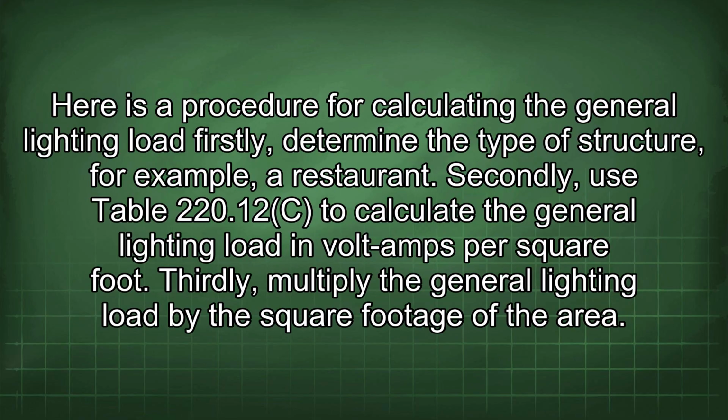Here is a procedure for calculating the general lighting load. Firstly, determine the type of structure, for example, a restaurant. Secondly, use Table 220.12(C) to determine the general lighting load in volt-amps per square foot. Thirdly, multiply the general lighting load by the square footage of the area.